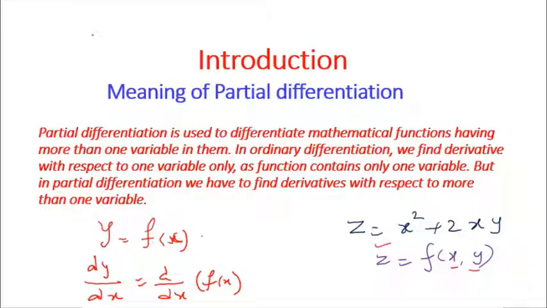That means we can find the derivative of z with respect to x, as well as the derivative of z with respect to y. That we call partial differentiation. So we can differentiate z partially with respect to x one time, and the other time we can differentiate the same z with respect to y partially. That is what we mean by partial differentiation.